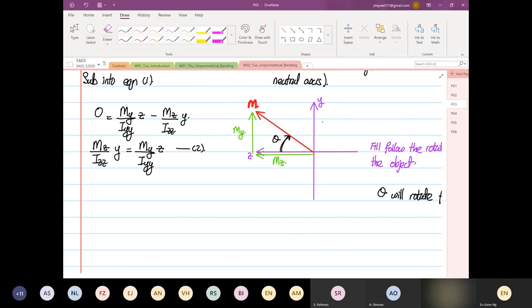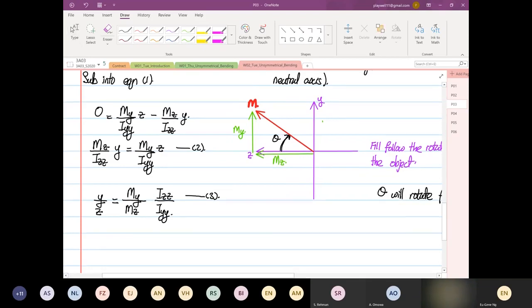So from here, if we look at equation 2 and rearrange it, you can have y over z is equal to My divided by Mz, times Izz over Iyy. Okay, we have this expression, and I'm going to call this expression our equation number 3.